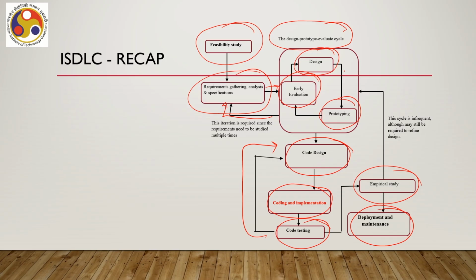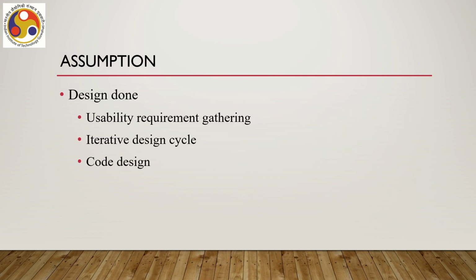The primary concern of us in this lecture will be this stage, coding and implementation. So, here we are assuming that we have already completed the design part, that means we have gathered requirement, usability requirements, converted those to design ideas by following the iterative design cycle, and also we have come up with the broader design of the code or the system.